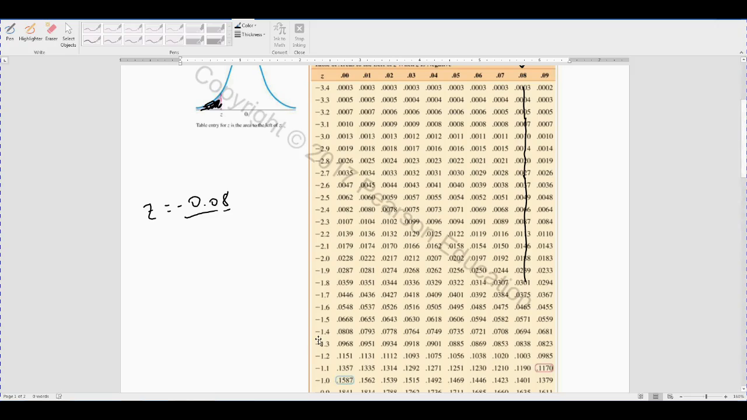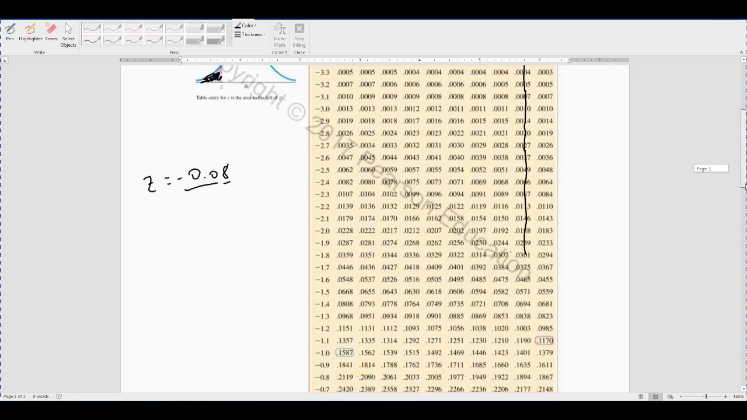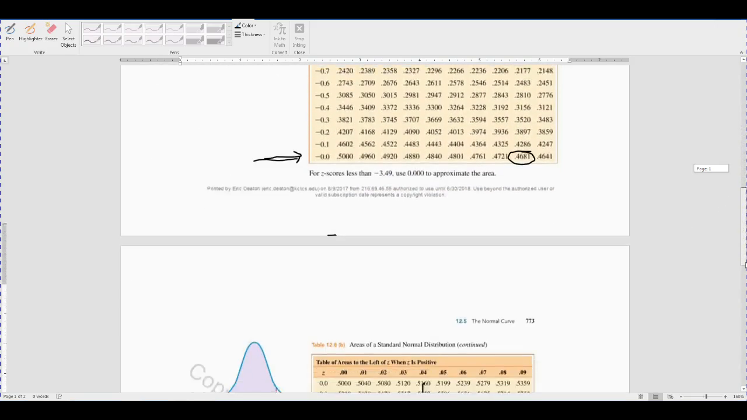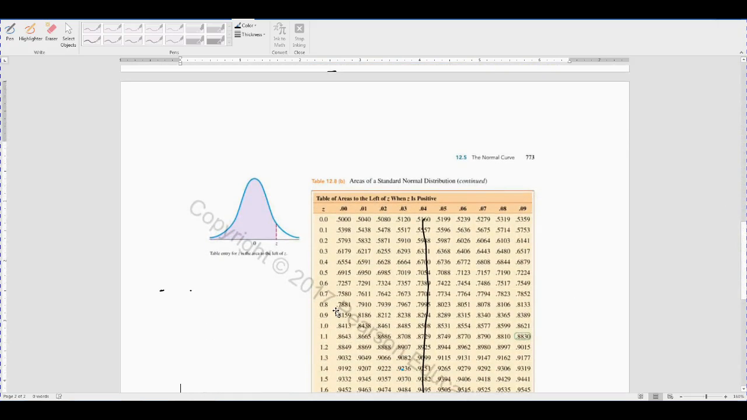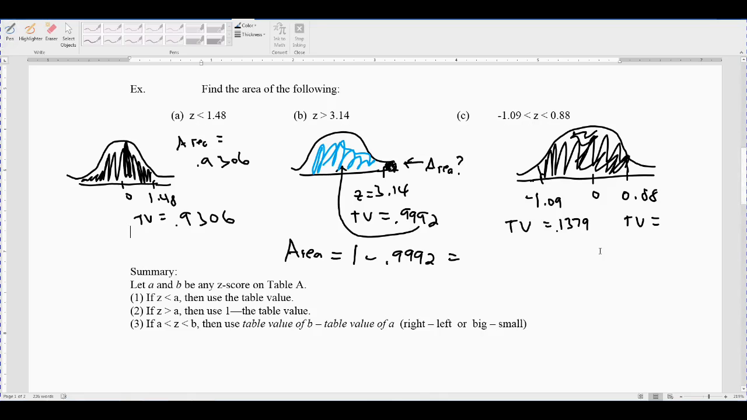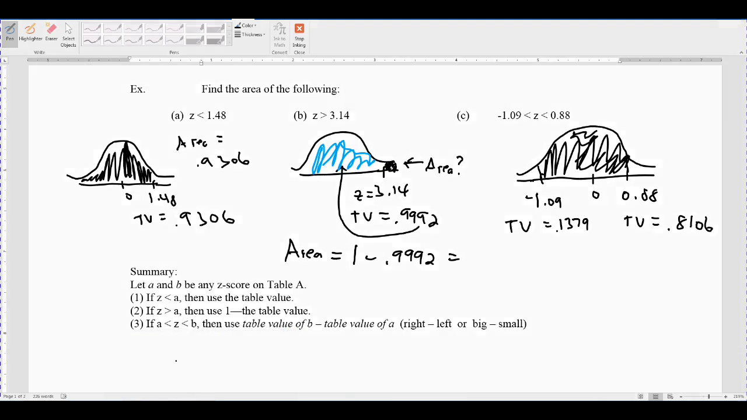And then 0.88. Its table value is, there's the 0.8, and there's the 8, and then there's the other 8 up there. It is 0.8106. Make sure. Yep.